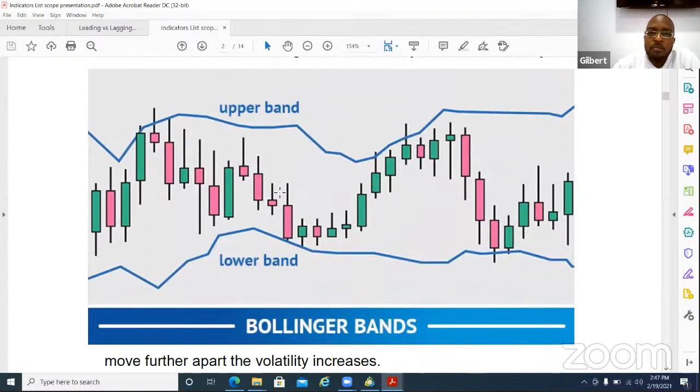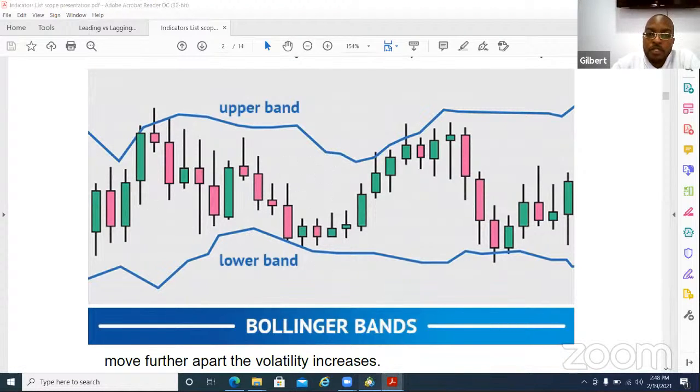So we use Bollinger Bands to identify loud markets, so those are volatile markets. Remember, it's a volatility indicator. So we use it to identify volatile markets. And also, not just volatile markets, but using the indicator, we're able to identify whether the market is in a state of high volatility or in a state of low volatility. And that is given by the bands.